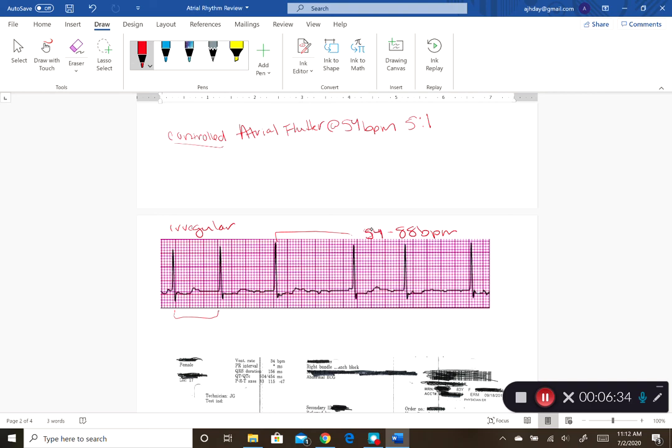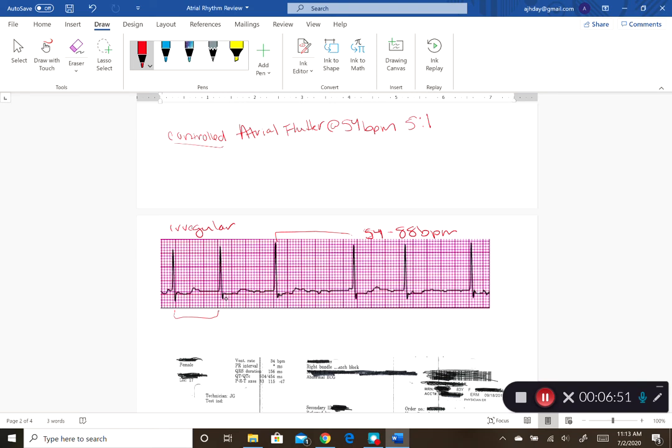My QRSs are narrow. I might have some ST depression here, but it looks like it's only one block, so I'm not too concerned about it, and I won't add that in my ectopy. So I have my rate. I know it's atrial. Let's take a look at our P waves.